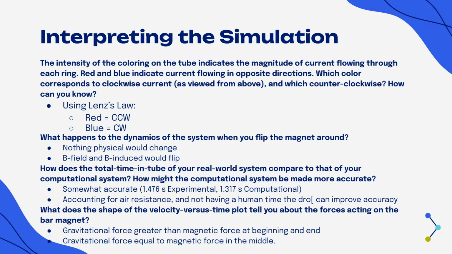How does the total time in tube of your real world system compare to that of your computational system? How might the computational system be made more accurate? Well, the computational model is already somewhat accurate because it's only about 0.1 second off. But accounting for air resistance and eliminating human timing errors in the drops can improve accuracy. Lastly, what does the shape of the velocity versus time plot tell you about the forces acting on the bar magnet? Well, the gravitational force is greater than the magnetic force at the beginning and end, and the gravitational force is equal to the magnetic force in the middle.